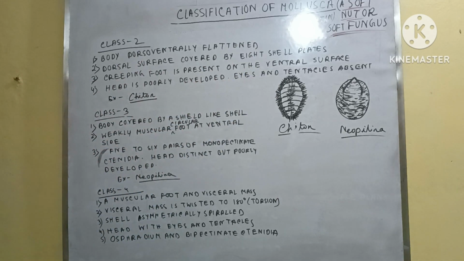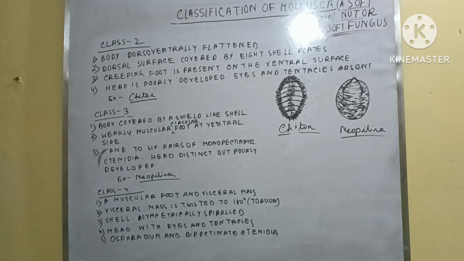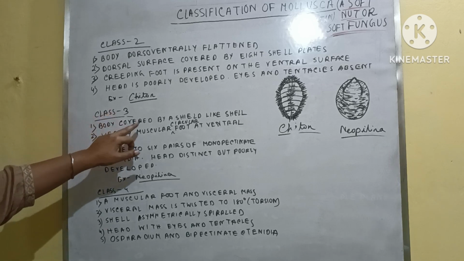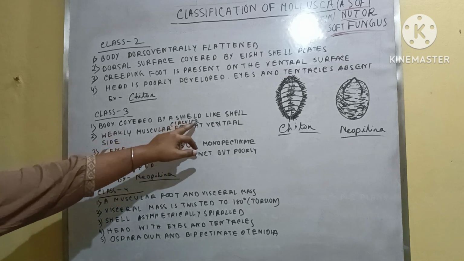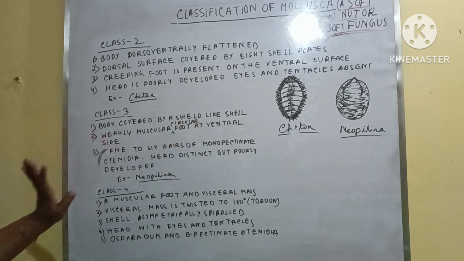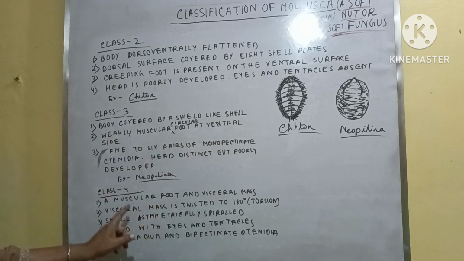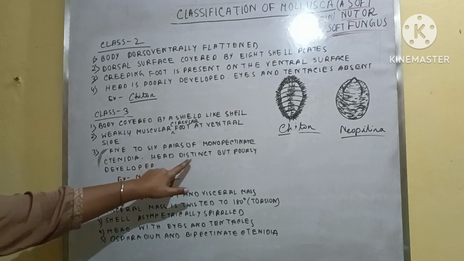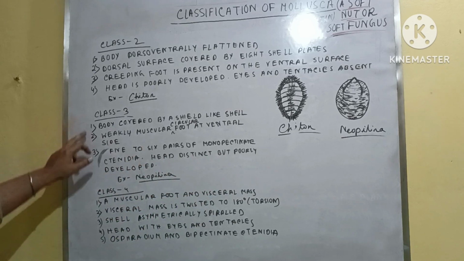Next one is the class 3. Which one is the class 3? That is the Monoplacophora. And what are the features? The body is covered by a shield-like shell, there is a weakly muscular circular foot at the ventral side, and 5 to 6 pairs of monopectinate ctenidia, and the head is distinct but poorly developed. Clear? These are the features.